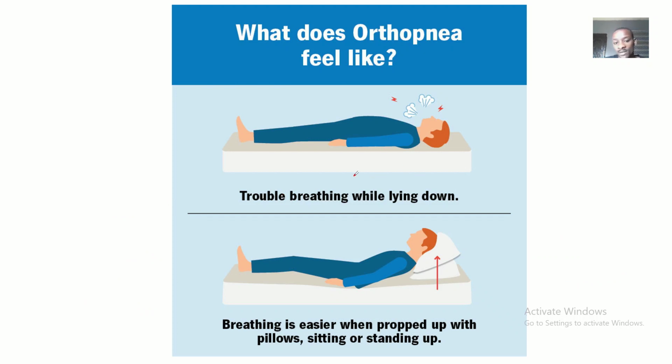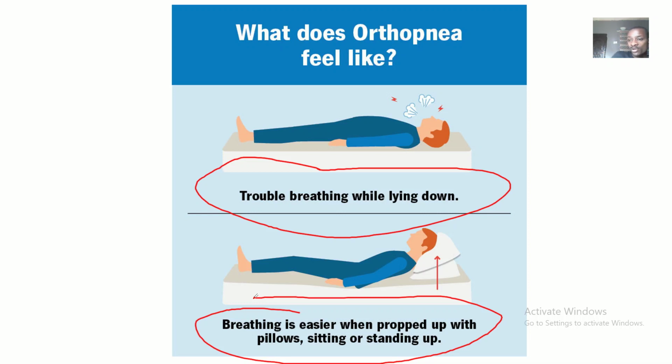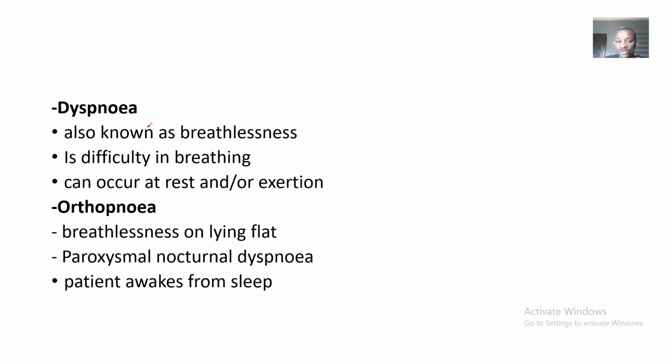Right. So this is orthopnea. This is you having trouble while lying down. Breathing is easier when you prop up with pillows. That's you propping up the bed or adding more pillows so that at least you can be at 45 degrees. That's why I see many patients in the hospital, in the cardiovascular section. Most of them, their beds are actually propped up to 45 degrees, because they have problems breathing when they lie down. That is orthopnea, right?